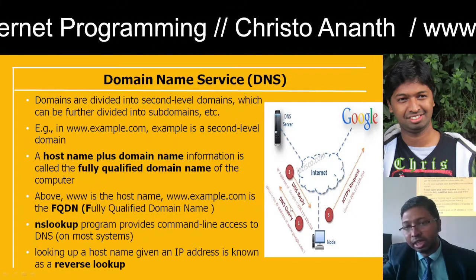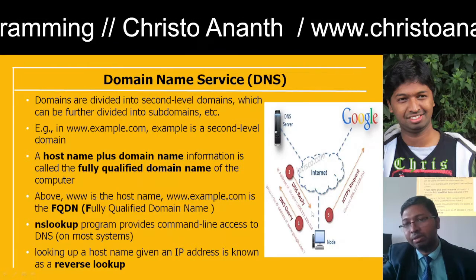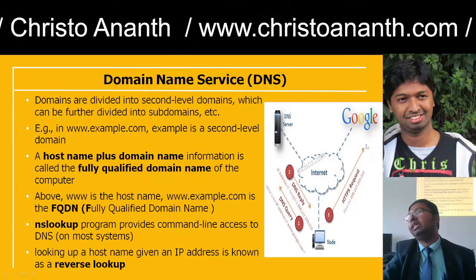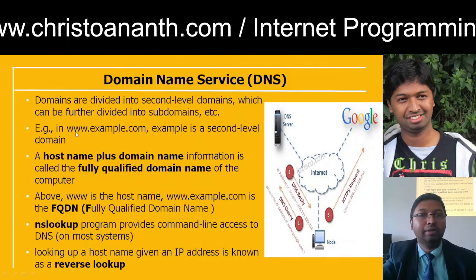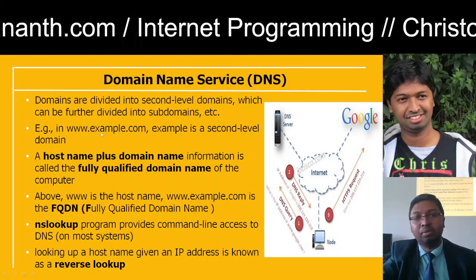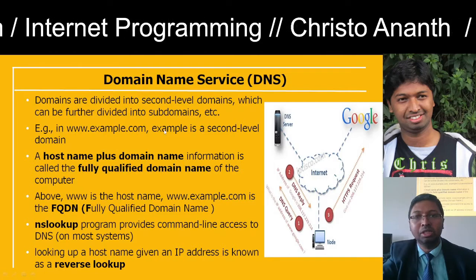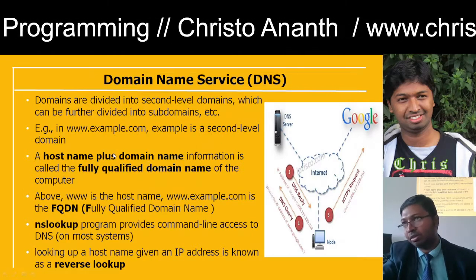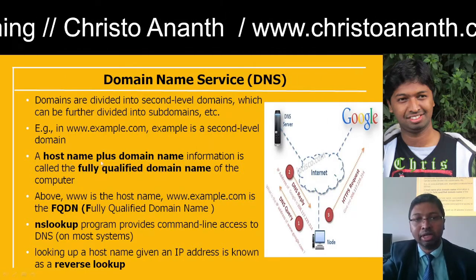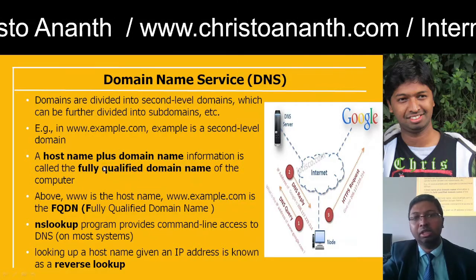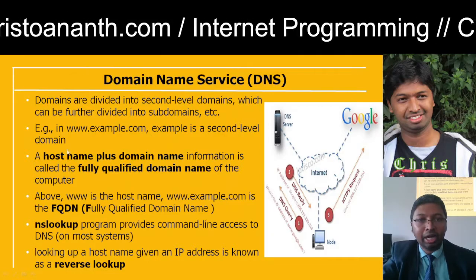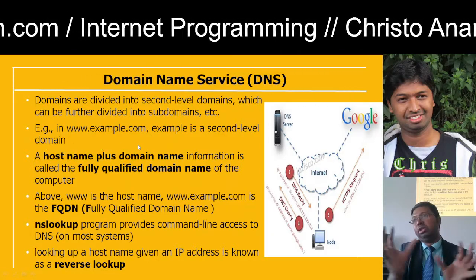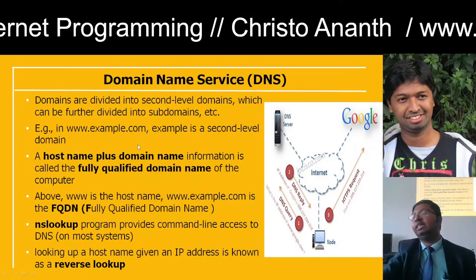Okay, so when we send the DNS query, we get the DNS reply, and in response we get the HTTPS request. Here we have, for example, www.google.com. Google is nothing but a second level domain. So we have the host name plus domain name information, which is the fully qualified domain name. We will have the host name and domain name, like Google and then .com.